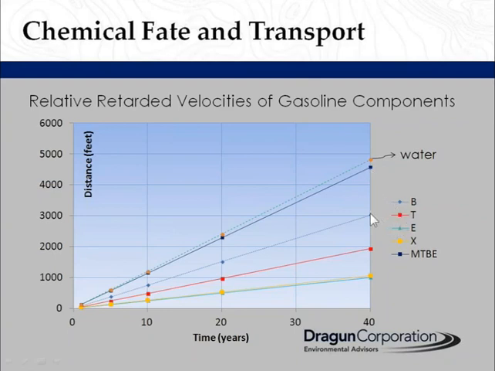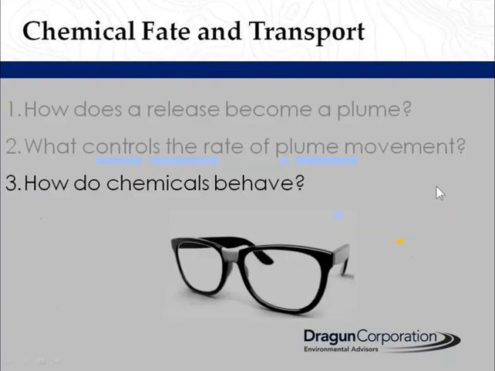Benzene, maybe 60% of that velocity. Toluene less. Ethylbenzene and xylene are about 15% or 20% of the velocity of the water. So you can have one release of gasoline, but the chemicals that come out of that can travel at different velocities. Therefore, when you're trying to characterize this site, which we'll talk about next week, you want to make sure that you understand that different chemicals move at different rates.